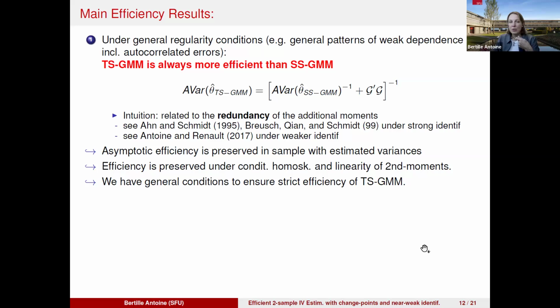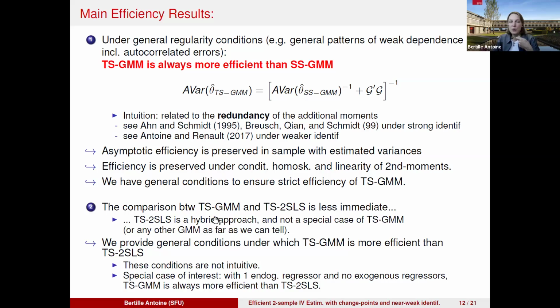Now, efficiency is preserved under conditional homoscedasticity as well as linearity of the second moment. Now, we also have conditions to ensure strict efficiency, obviously, whenever this matrix is positive definite, and that translates into some high-level condition to guarantee that.